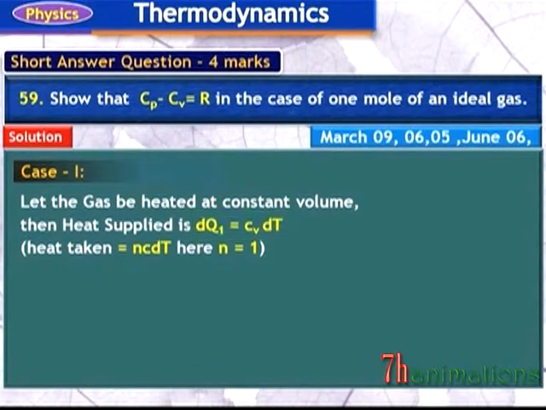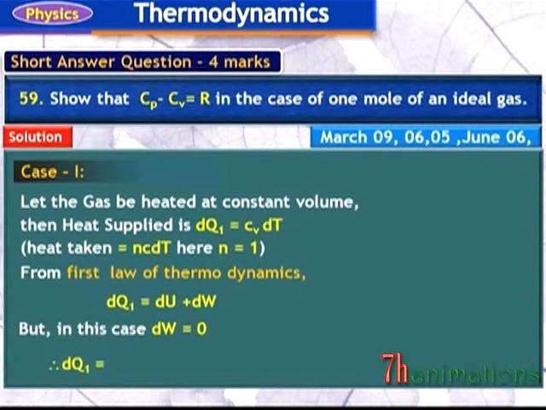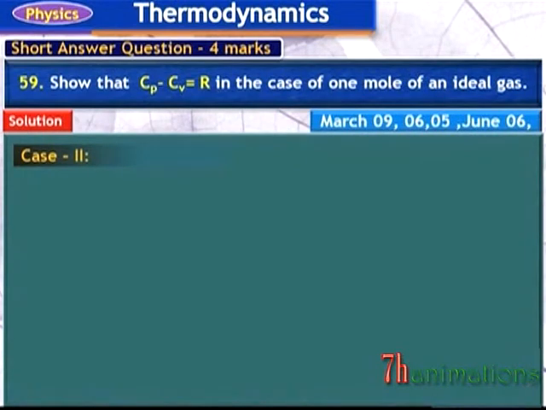Now from the first law of thermodynamics, we can write dQ1 equals dU plus dW. But when the volume is constant, there is no change in volume. That means work done equals 0. Therefore, dW equals 0, and dQ1 equals dU, which equals Cv dT. That means whatever heat you give to the system at constant volume is utilized in changing the internal energy only.